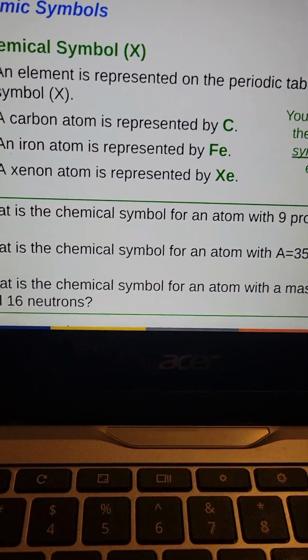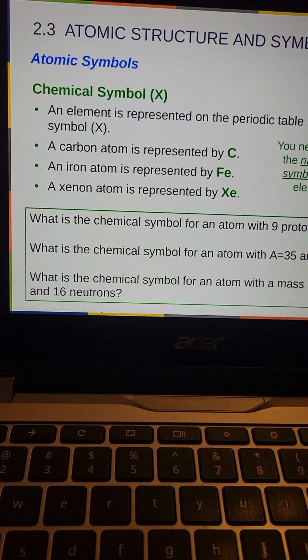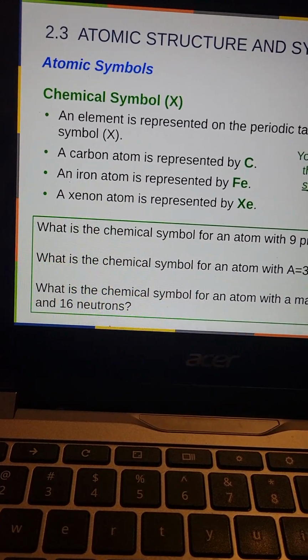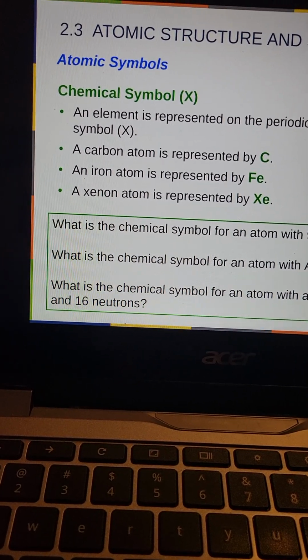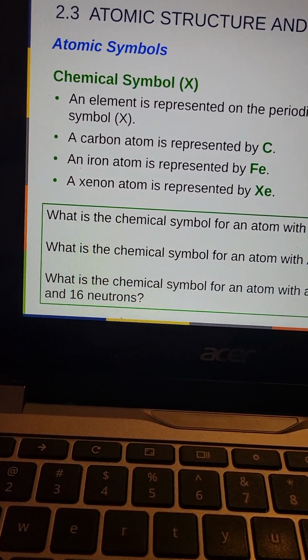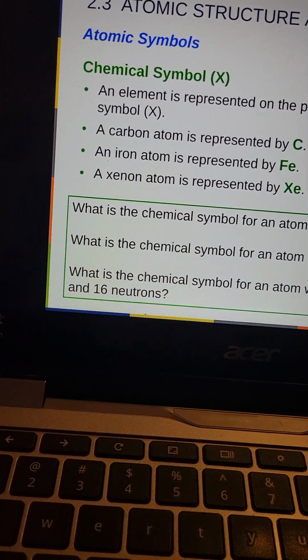All right, and then the chemical symbol. An element is represented on the periodic table by its atomic symbol. Carbon is represented by C. Iron is one of those that goes by a Greek or Russian or Roman name, so it's Fe for ferrous or ferric. Xenon is Xe.